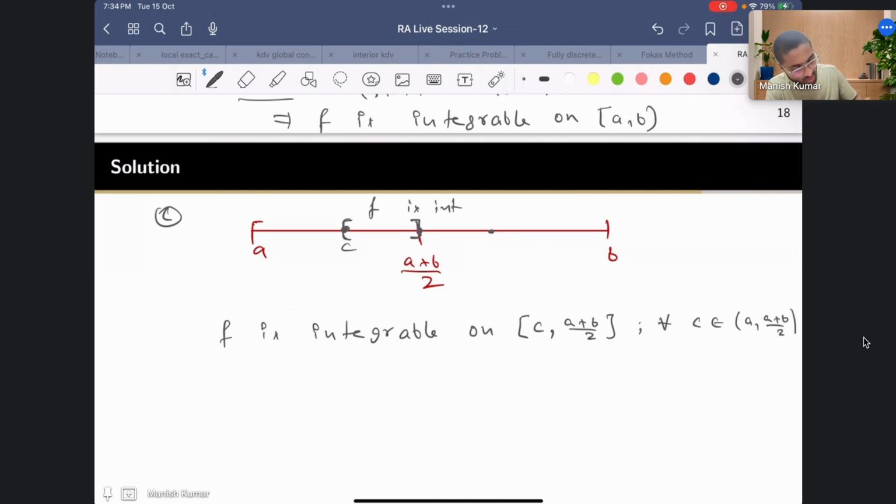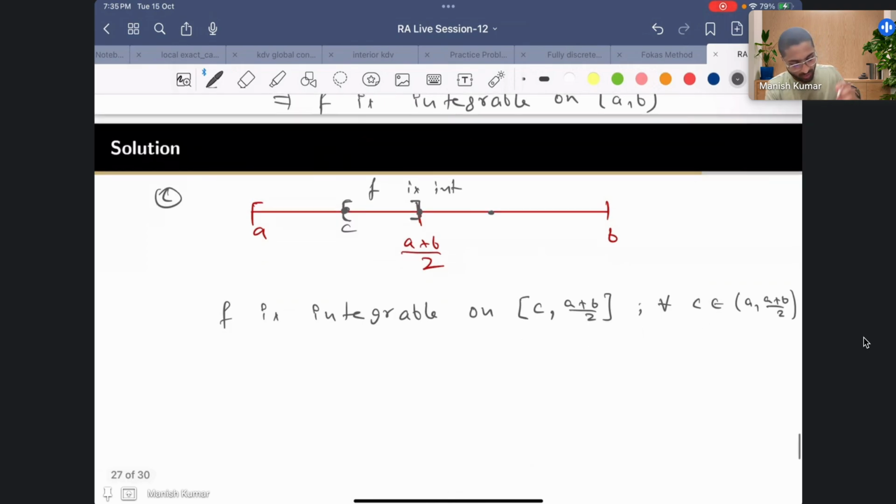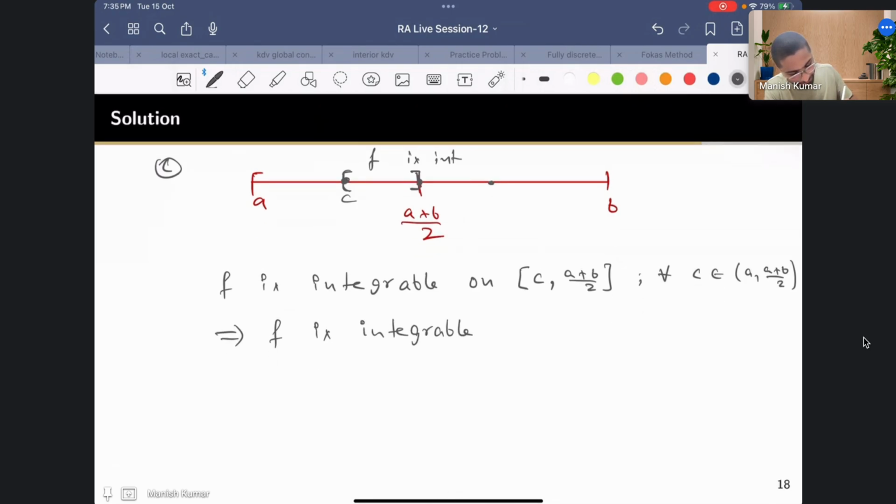This is by the assumption on the function, because it tells you that if you choose any two points in this [a, b], it has to be integrable. So now I know that this function is integrable on this interval, where c is just varying and (a+b)/2 I have fixed. Now by part A, you can say that f is integrable on [a, (a+b)/2]. The first part tells you this, because (a+b)/2 is something which is fixed.